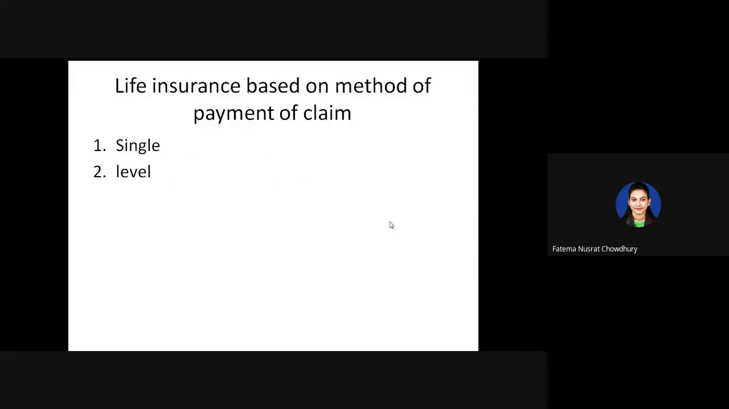Next comes based on payment of claim. If the insurer agrees upon a single claim payment, in terms of one single payment, it is single. And if the insurer agrees that he will pay back the insurance claim in level installments, it is known as level.